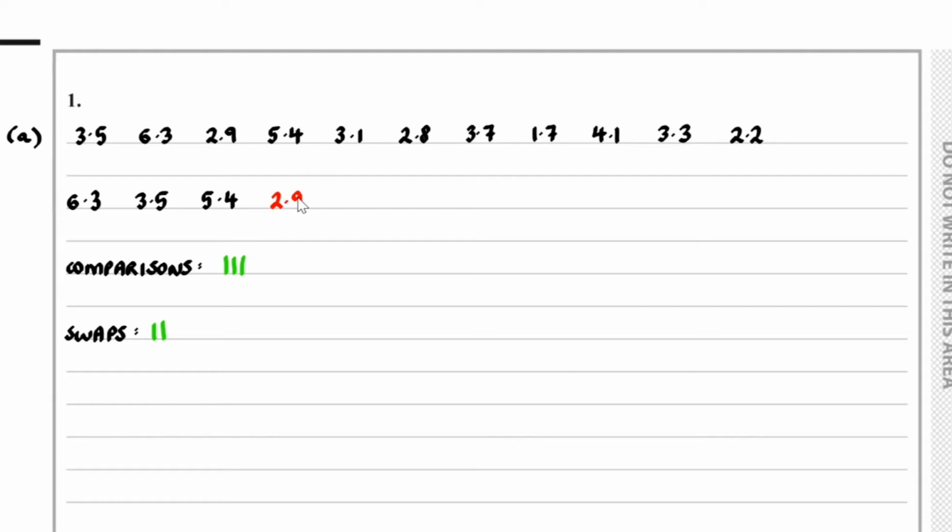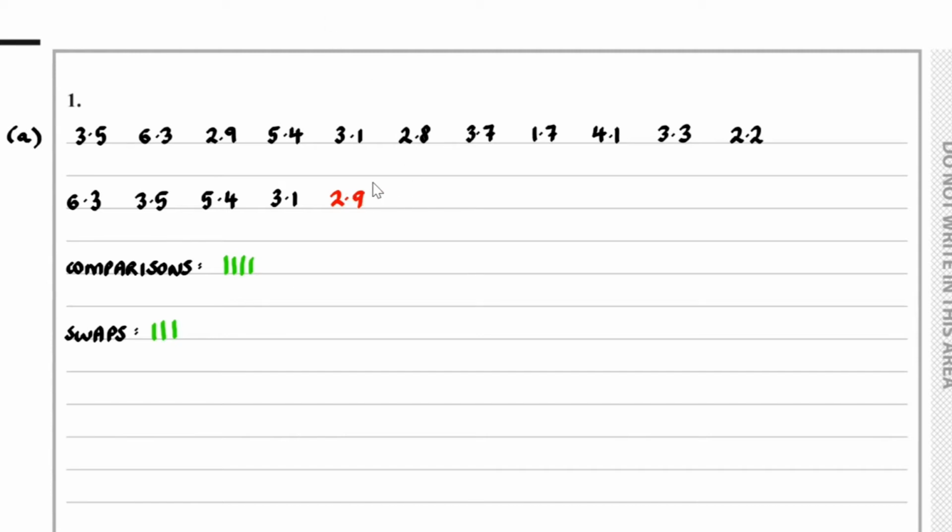We now compare the 2.9 with the 3.1. So we have made four comparisons. Do they need swapping? Well, 3.1 is larger than 2.9, so they do indeed need swapping. So the 3.1 will go here, and temporarily the 2.9 will go here.